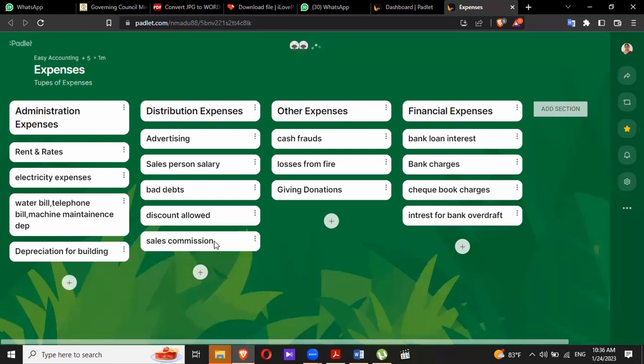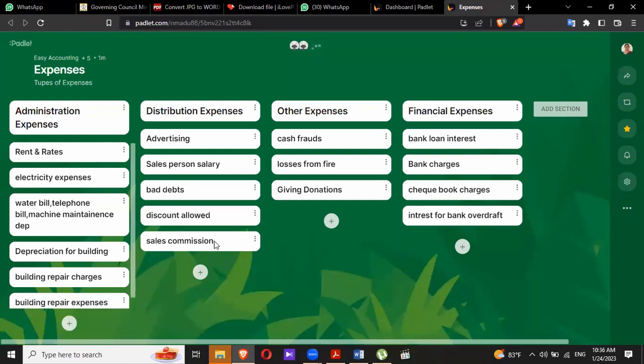Distribution, advertising, salesperson salary, bad debts, discount allowed, sales commission. Yes, good. What else? You can enter. Yes, building repair charges. Very good. Financial already completed. Now, bank loan interest, bank charges, checkbook charges, interest for bank overdraft. Very good. But other expenses you can enter more. And distribution asset. There are some other examples.